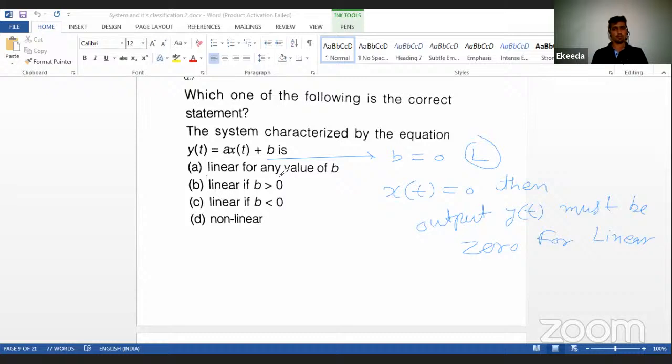So it will be linear for any value of b. No, it's wrong. It's wrong, and it's always non-linear. Okay, so this is the correct answer.